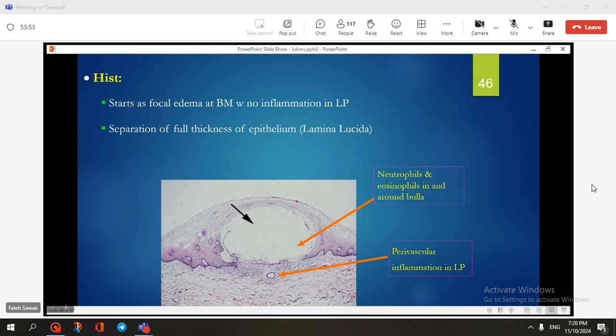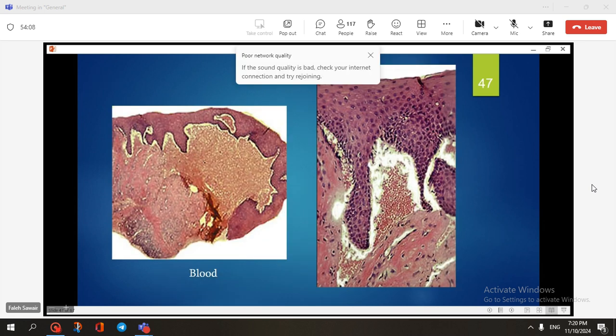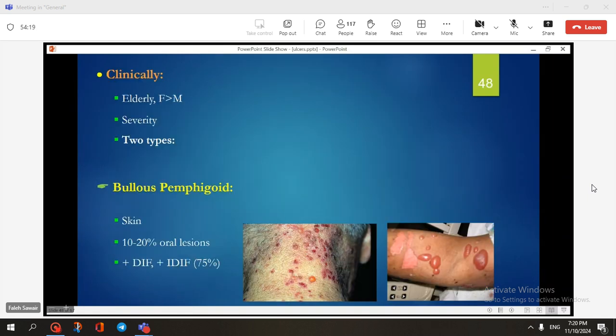So the full thickness of the epithelium will be above, and it is going to rupture. So in these patients, you can see in some patients the bullae or vesicles, and because they are subepithelial, they are sometimes filled with blood. So you can see them clinically having blood, as you can see here, because they are subepithelial, where there is rupture of the blood vessels.